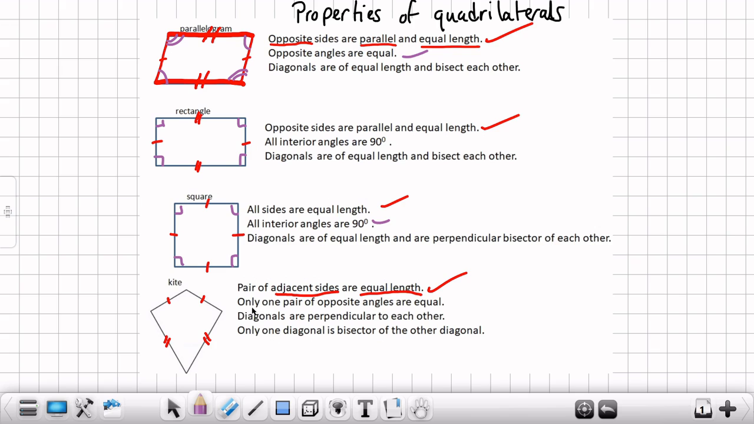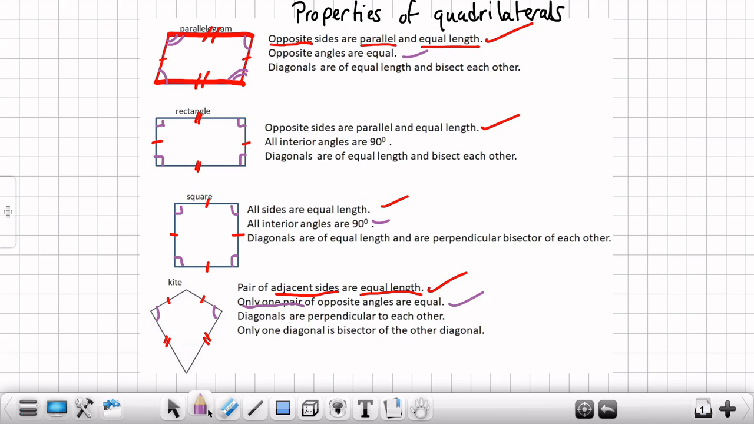For a kite, only one pair of opposite angles are equal. This is opposite this and they're equal to one another, same size. But this over here is a lot wider. That angle there is a lot wider, it's bigger than this one here. It seems a bit narrower, right? Even though they're opposite, they're not equal size. So these two angles don't count. Only one pair of opposite angles are equal.